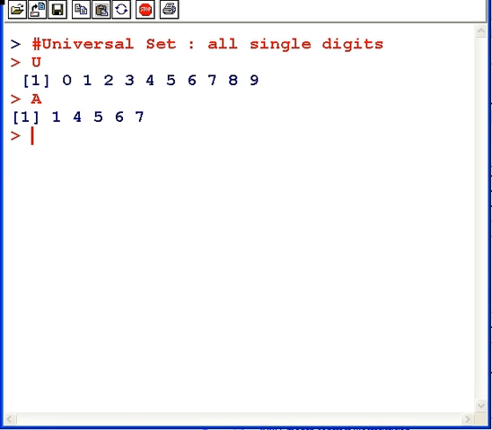So in this presentation, we're going to look at some set theory commands in R. First off, I'm going to introduce the universal set, which is all single digits, 0, 1, and so on, all the way up to 9.